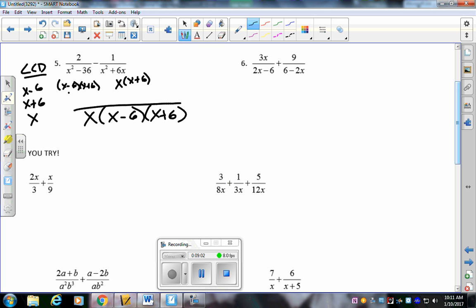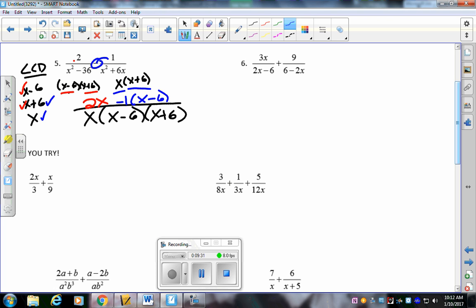All right, now we can go through and check things off. So my first fraction, I have the x minus 6 and the x plus 6 in that denominator. So I'm checking them off. I don't have the x, so that's what I'm multiplying the 2 by, 2 times x. In my second fraction, I have x and x plus 6. I don't have the x minus 6, so that's what I'm multiplying by. Now please be careful because this problem's a subtraction. So it's negative 1 times x minus 6.